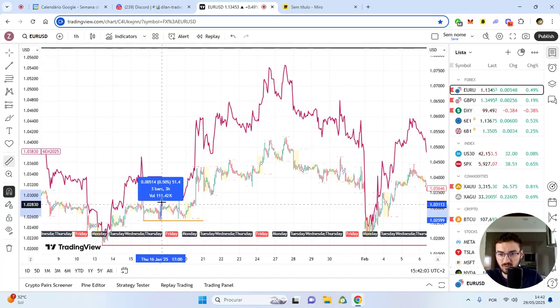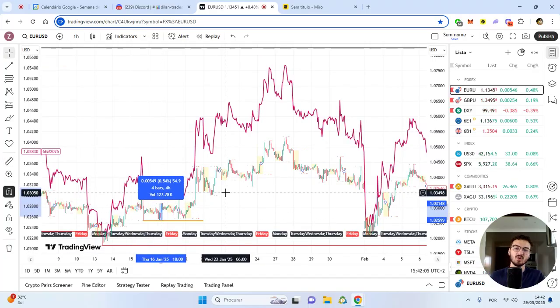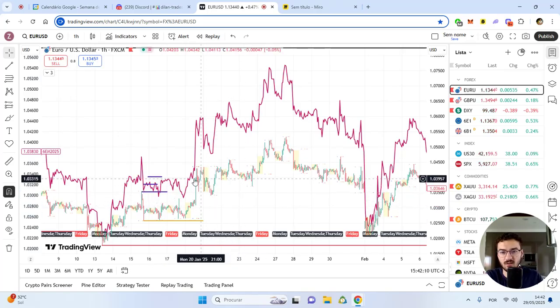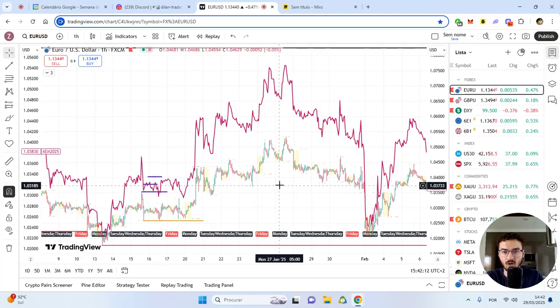Let's calculate how many pips this would be. This would be 55 pips. Okay, so then yeah, you could have had more than enough to get yourself a 3-hour win, in my case. Okay, so this is one of the examples.